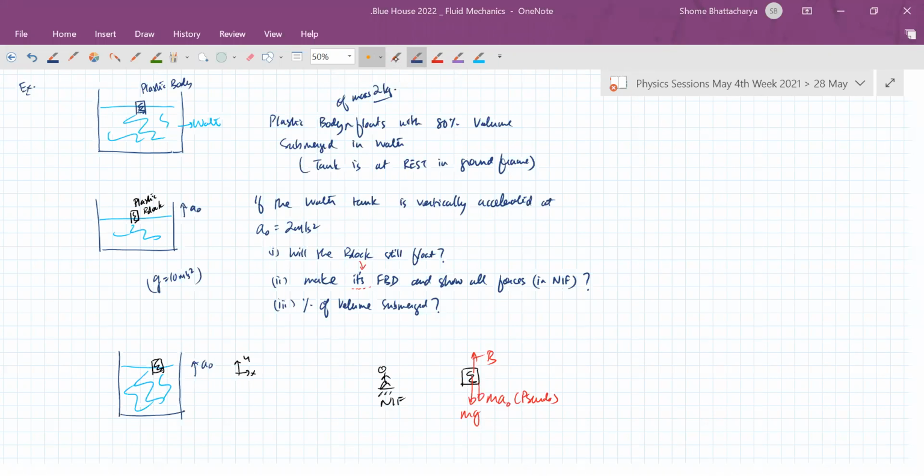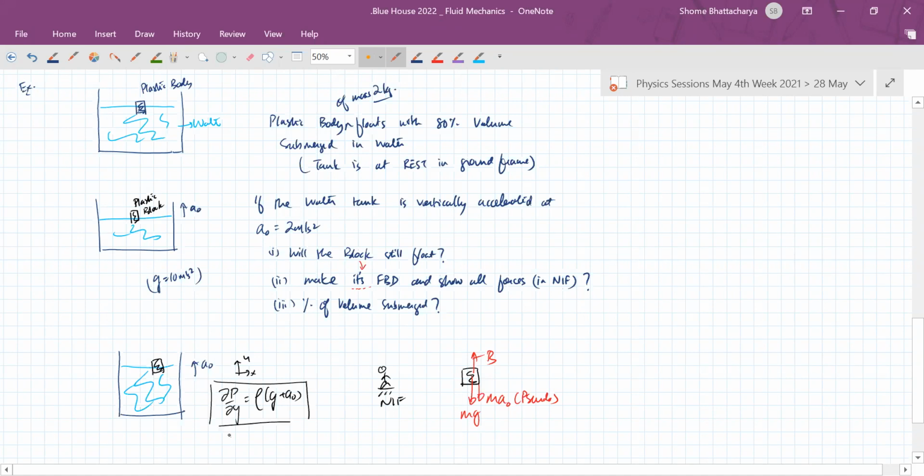Three forces are acting in the non-inertial frame. But the pressure gradient has become rho into (g plus a naught), whereas the horizontal pressure gradient is zero. So buoyant force will be equal to density of water into (g plus a naught) into volume of submerged part. So buoyant force should be equal to the vector sum of mg plus m a naught.